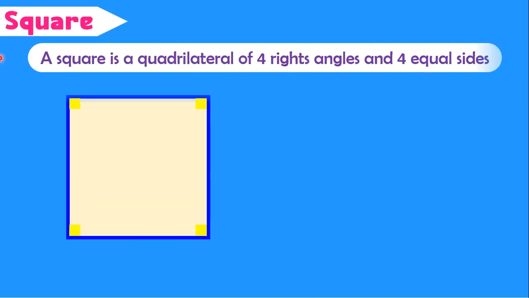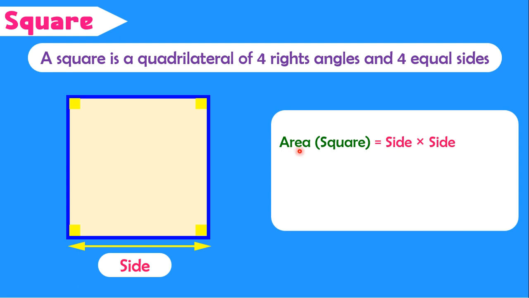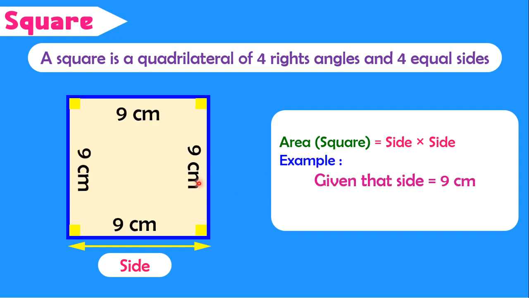A square. A square is a quadrilateral of 4 right angles and 4 equal sides. This is called the side. The area of a square equals side times side. So if we have to calculate the area of any square, we just multiply its side by its side. For example, given that the side of this square equals 9 centimeters, its area equals 9 times 9. This will give us 81 centimeters squared.